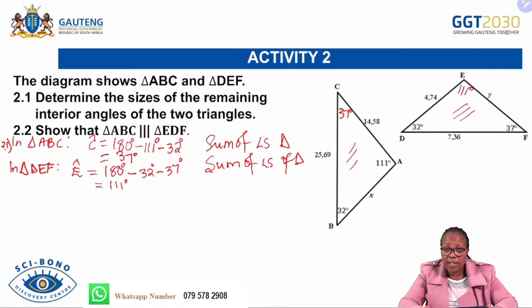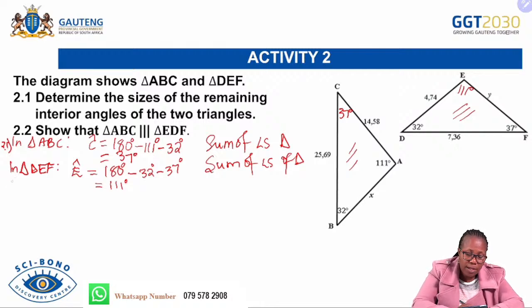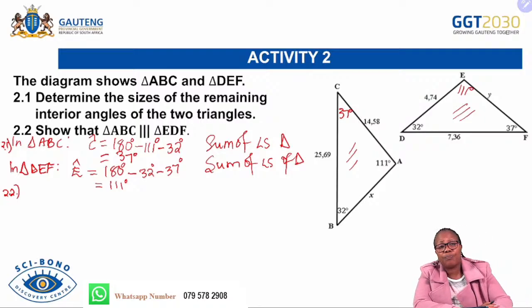Can you see the link, the pattern in your triangles? Yes. And then now let's move on to the next question. You're looking at 2.2. 2.2 is stating that show that triangle ABC is similar to triangle EDF.